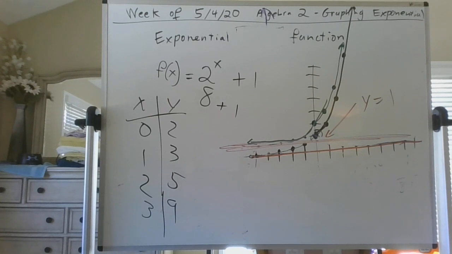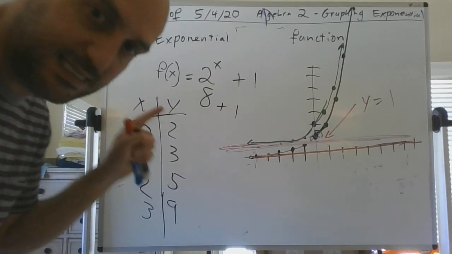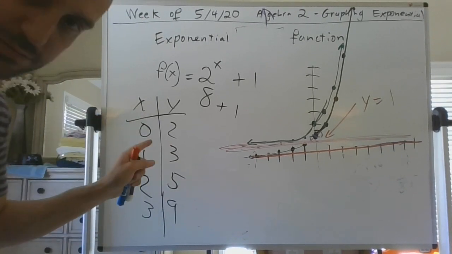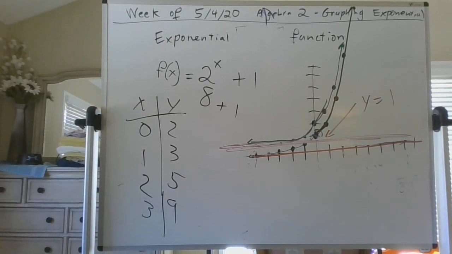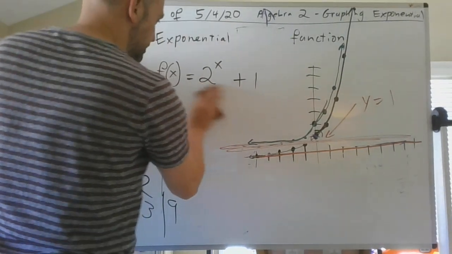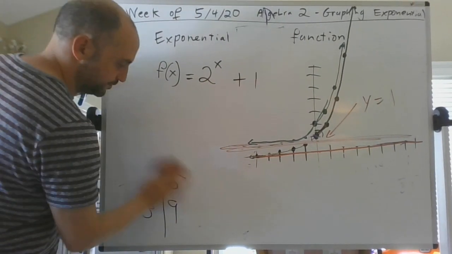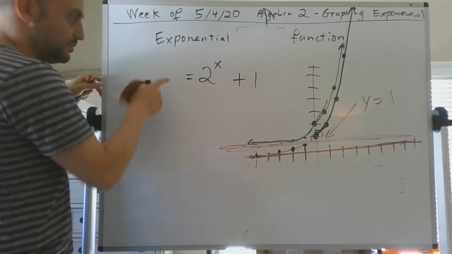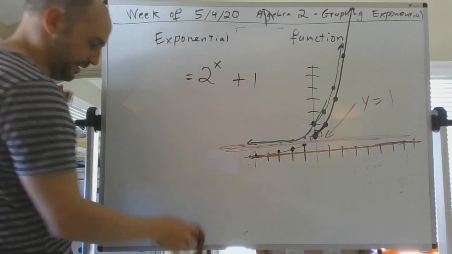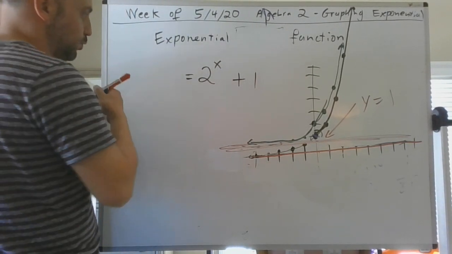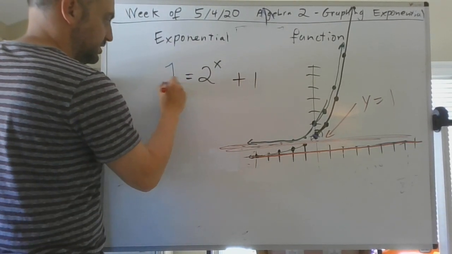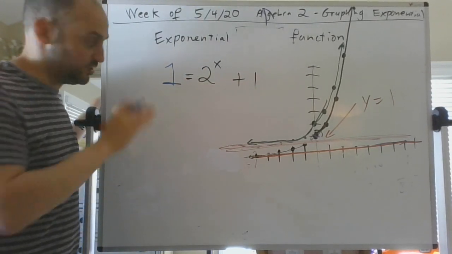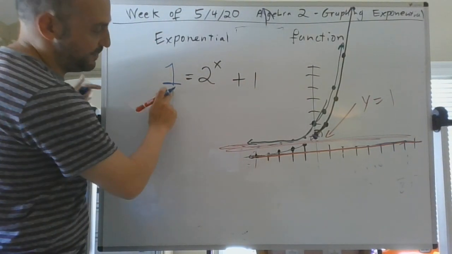So if I say y equals 1 is an asymptote, what I'm telling you is y cannot equal 1. Impossible. Let me prove it to you. Here's my y. f of x is y. I'm going to make y 1. By the way, this should not work. I'm trying to show you that this is impossible.